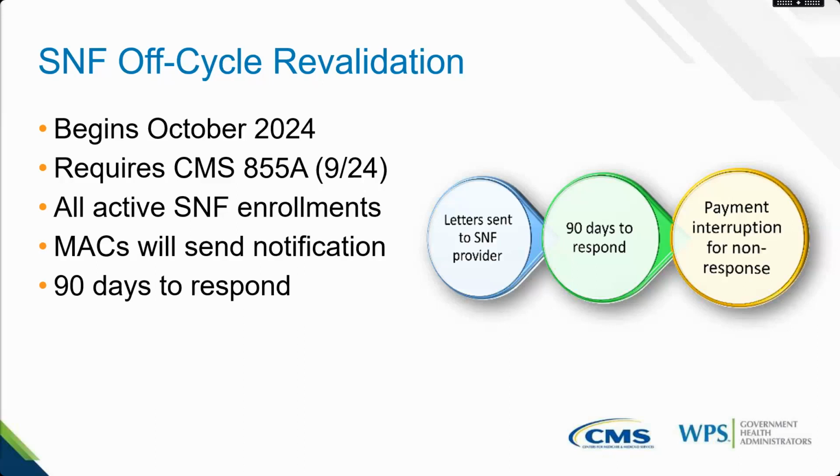Now, because this is an off-cycle revalidation, it's not the normal 60-day response time. CMS also recognizes the magnitude of the information that they're requesting. We know this is going to take time. So they are allowing 90 days to respond to these revalidations. So keep that in mind. However, we'll develop for missing information. We understand that that's probably going to happen.